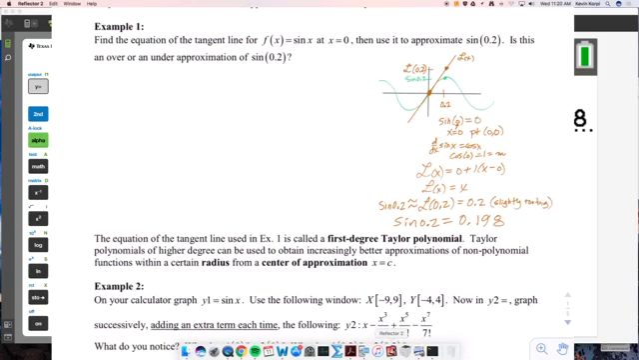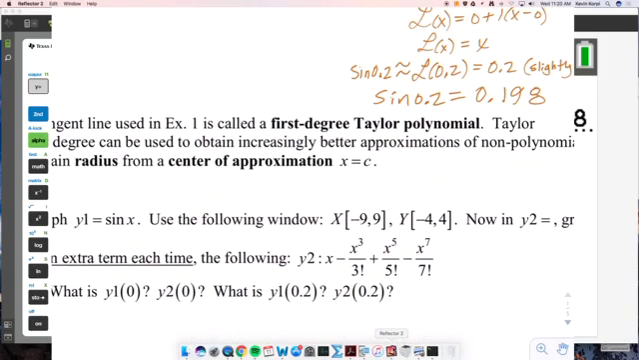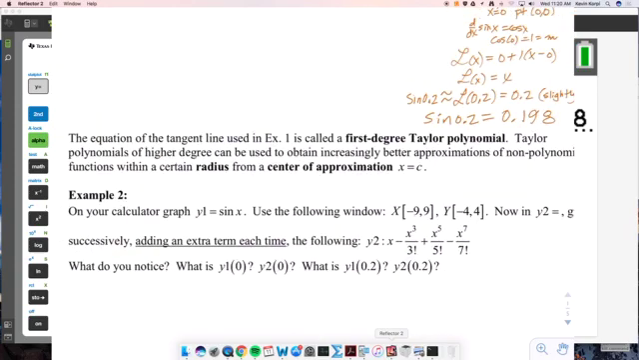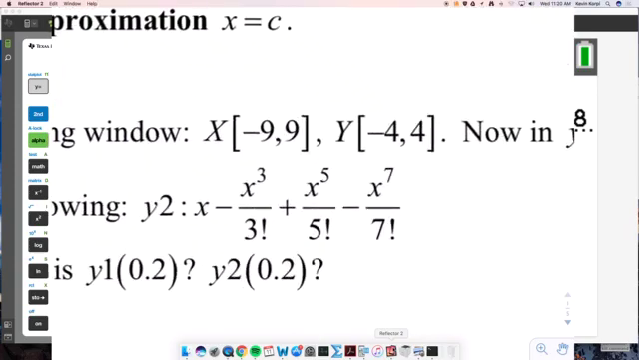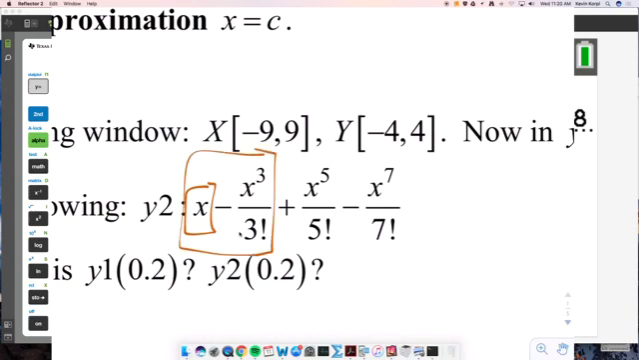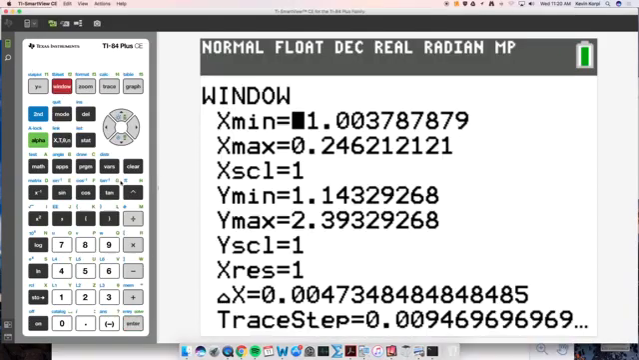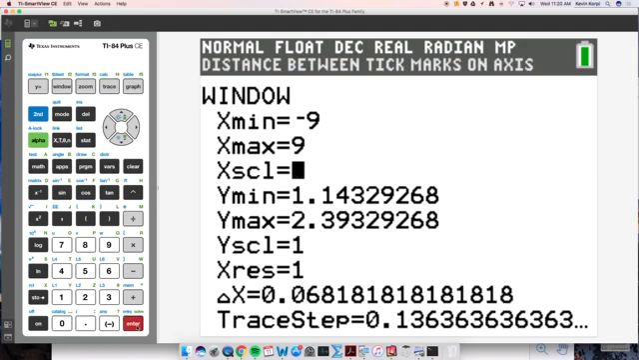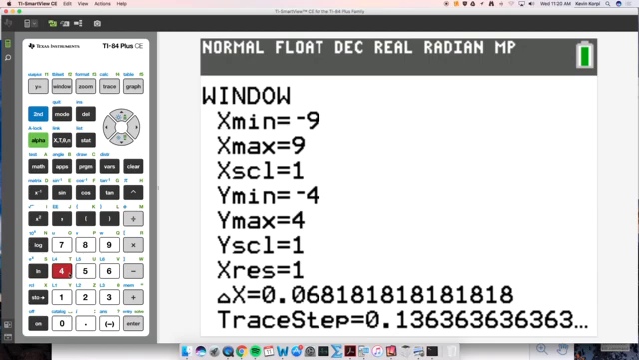Well, let's go ahead on the calculator now and graph the following, adding one term at a time. So I'm going to walk you through this, okay? We just have right now y equals x graphed in our calculator. Let's go ahead and add this next term: minus x cubed over 3 factorial. And set your window. This is a nice viewing window, -9 to 9 and -4 to 4. Okay? So I'll go ahead and set my window first. -9 to 9, and I'll count by ones, and then -4 to 4.